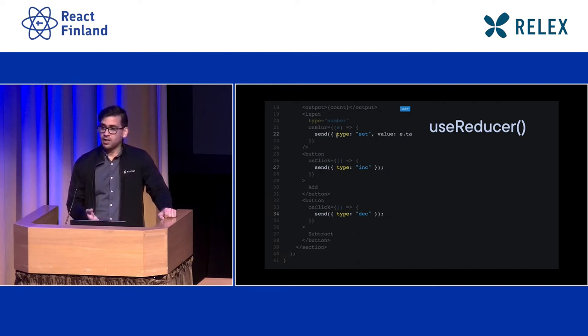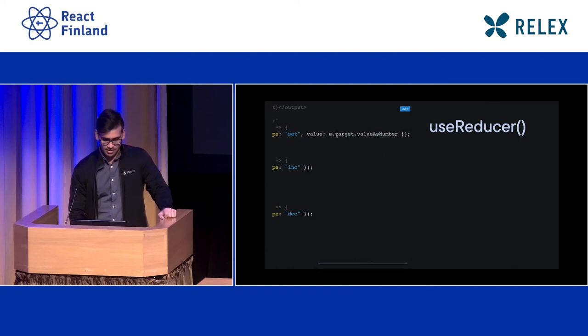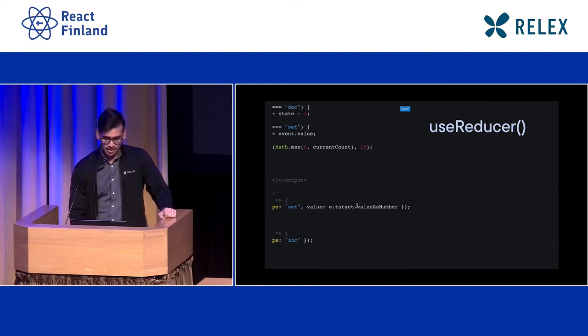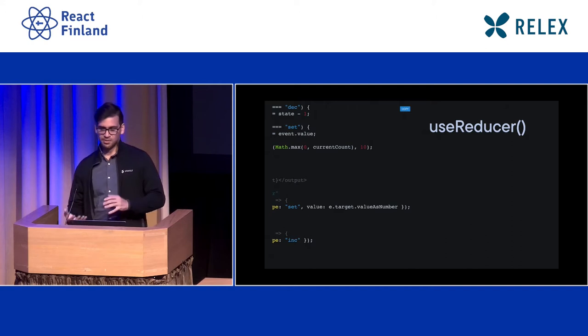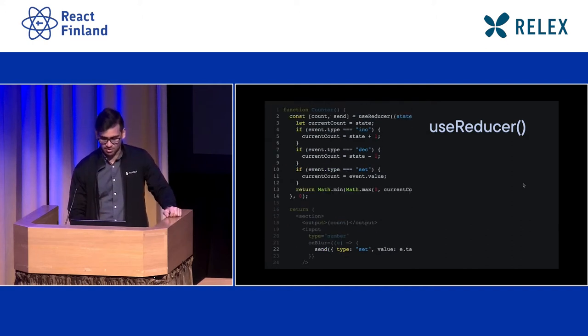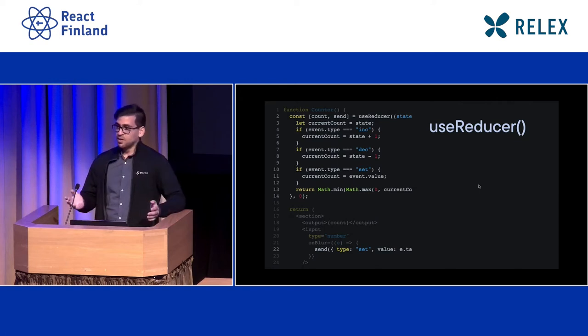And then over here, all I have to do is send and use an event object and just send it over. By the way, if you didn't know about e.target.valueAsNumber, really, really useful. Stop trying to cast your strings as numbers from events. You could just use valueAsNumber. It's extremely useful. All right, so useReducer.